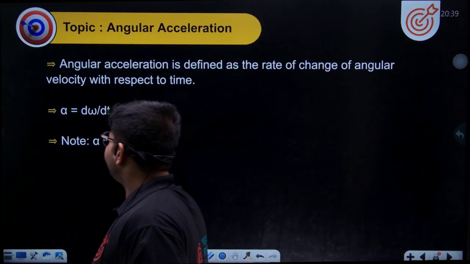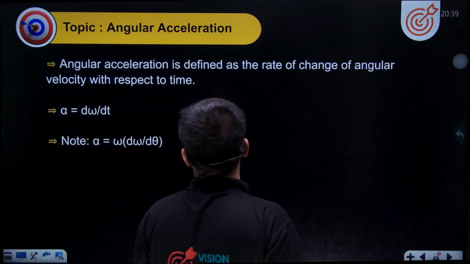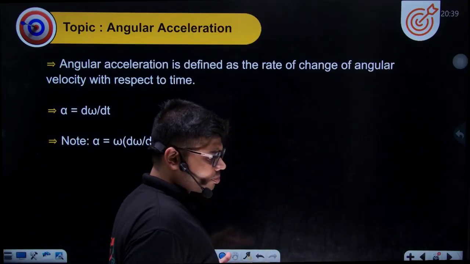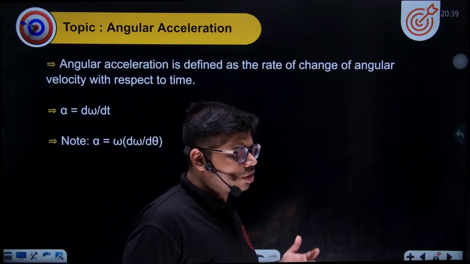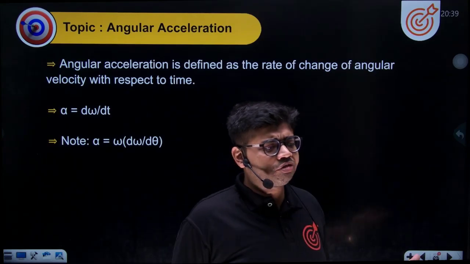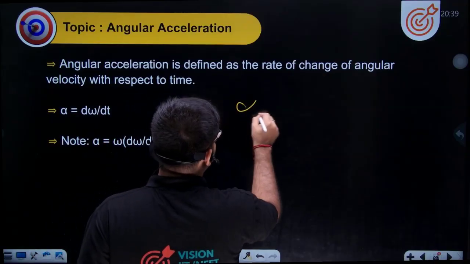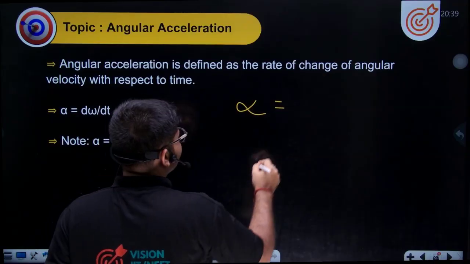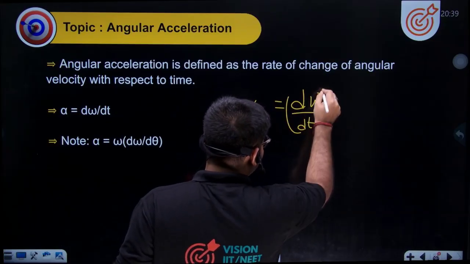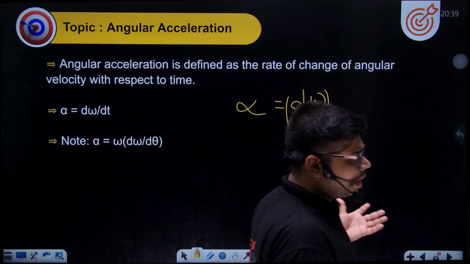Now we come to a very, very important concept, which is called the angular acceleration. Angular acceleration is nothing but the rate of change of angular velocity. If you call it alpha, then alpha is nothing but d omega by dt. So the rate at which my angular velocity is changing gives me the alpha value.